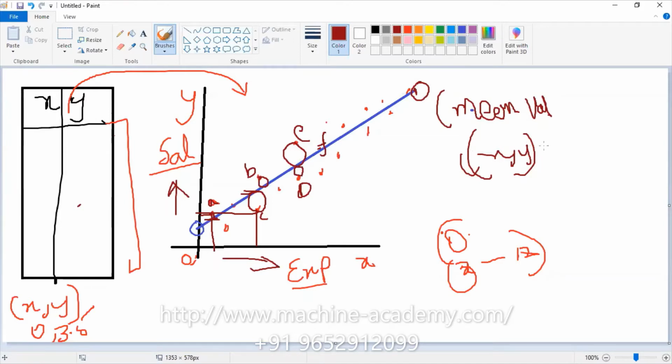Aishwarya, Ankit, Nikit, sorry, Nikit, Shilpi, Padma, Ram, Shiva, Triveni.